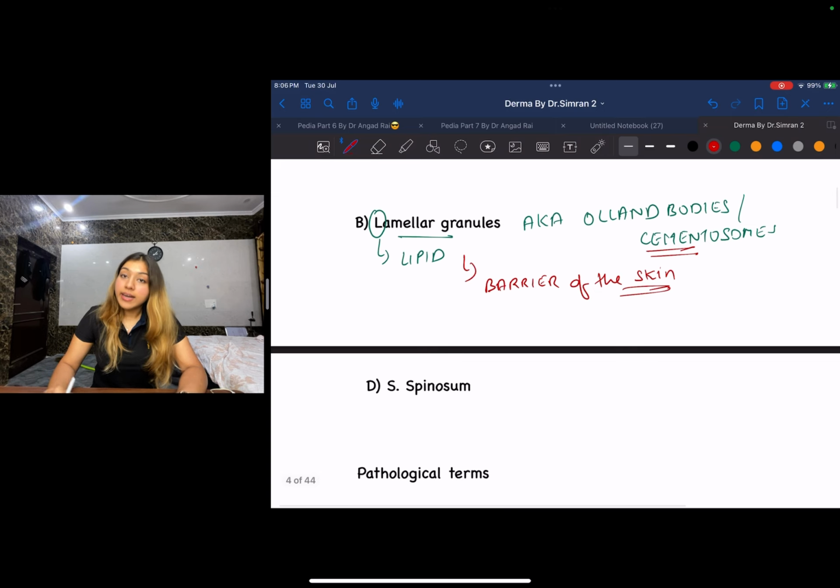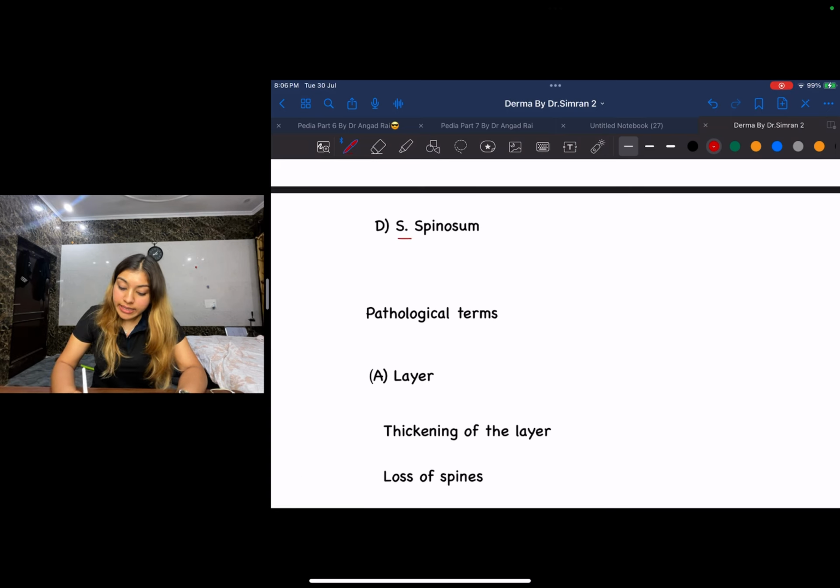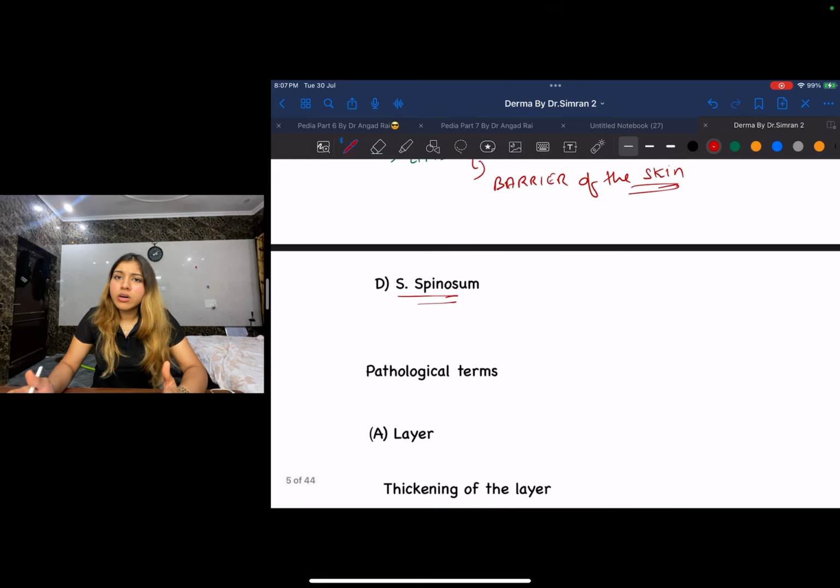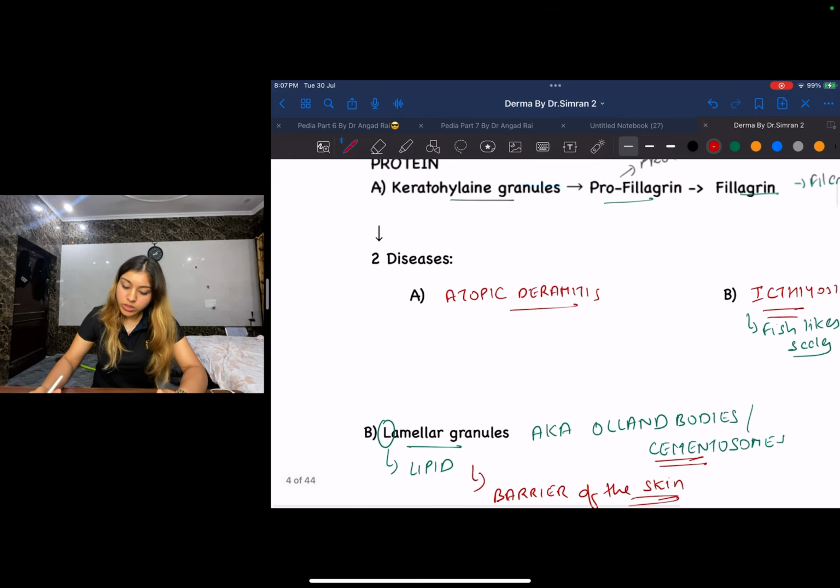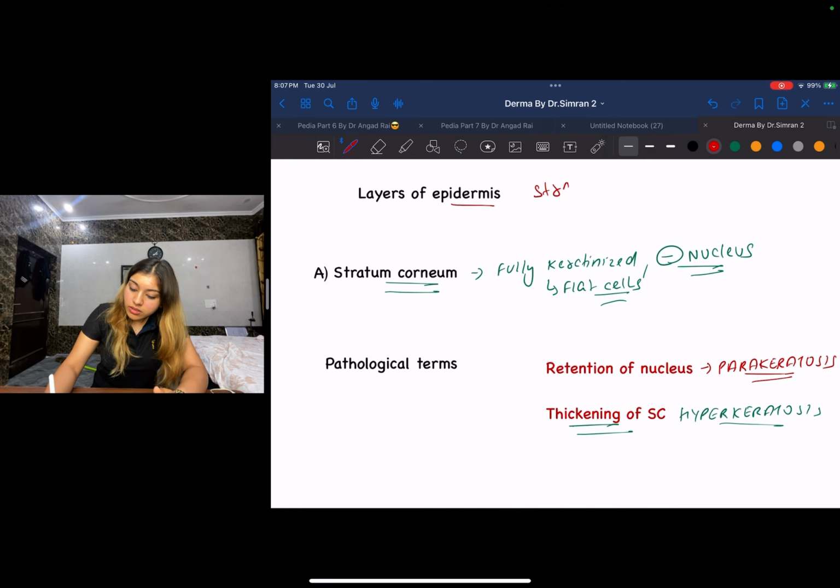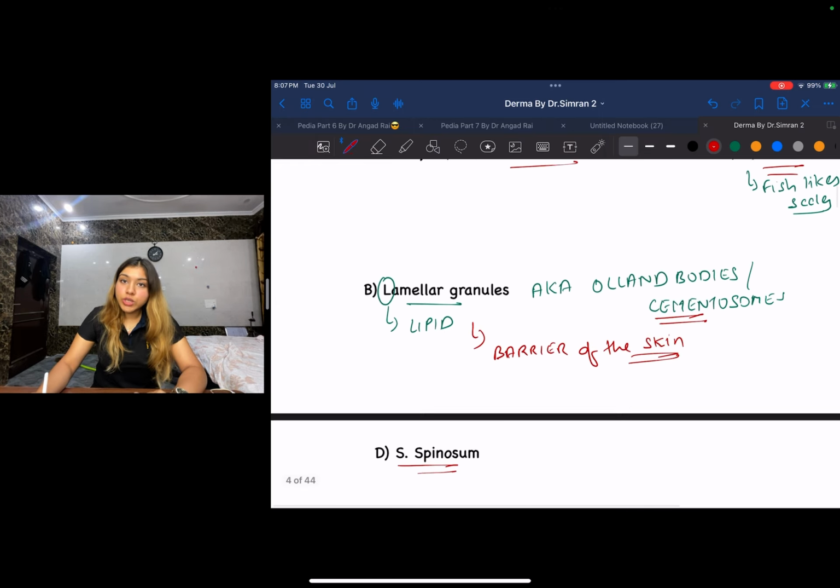Next let us move on to the fourth layer, that is your stratum spinosum. Guys, what does stratum mean? You're hearing stratum meaning layers. Let us write over here: stratum means layers. So we are talking about all the layers. Let us move on to stratum spinosum.